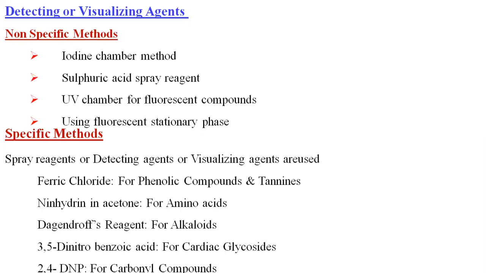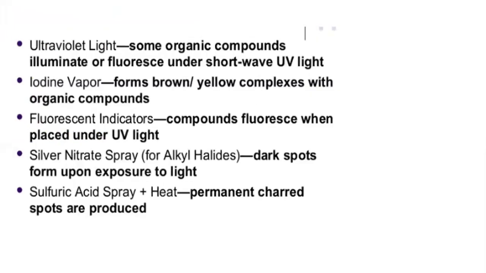Suppose we don't know the nature of the compound. At that time we have to use the non-specific method. These non-specific methods give colored spots with all types of analytes. So how do we do it? In the UV chamber method, we place the TLC plate in the UV chamber at a shorter wavelength of 254 nanometers.